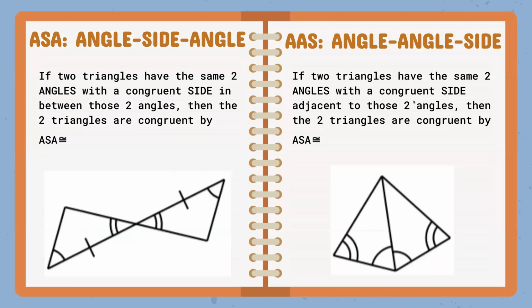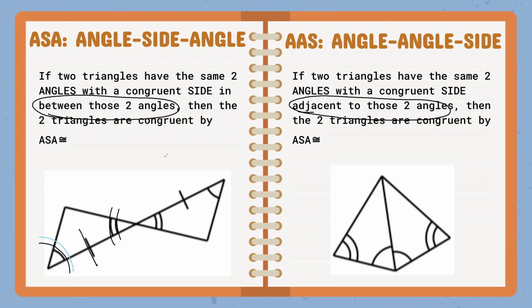So here we're doing angle, side, angle. So far you know SSS, you know SAS. Now we're doing angle, side, angle, and angle, angle, side. There's only one difference between these two, okay? For angle, side, angle, you have an angle, a side, and an angle. This side is between the two angles. In angle, angle, side, the side is not between those two angles. It's next to. And so let me change my colors.